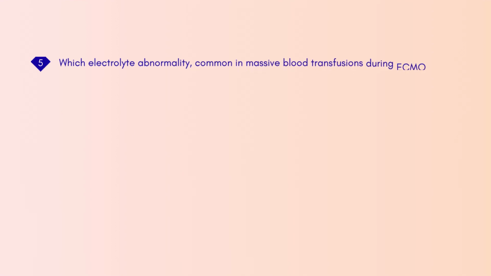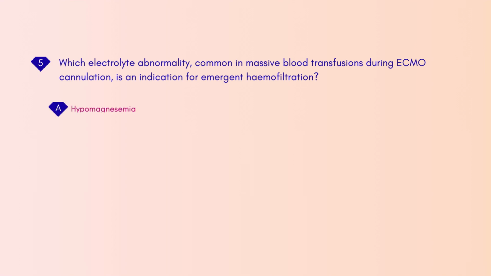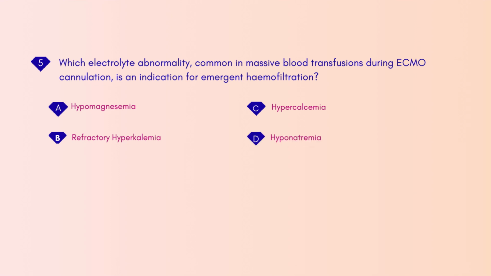Which electrolyte abnormality, common in massive blood transfusions during ECMO cannulation, is an indication for emergent hemofiltration? A. Hypomagnesemia. B. Refractory hyperkalemia. C. Hypercalcemia. D. Hyponatremia. Answer: B.